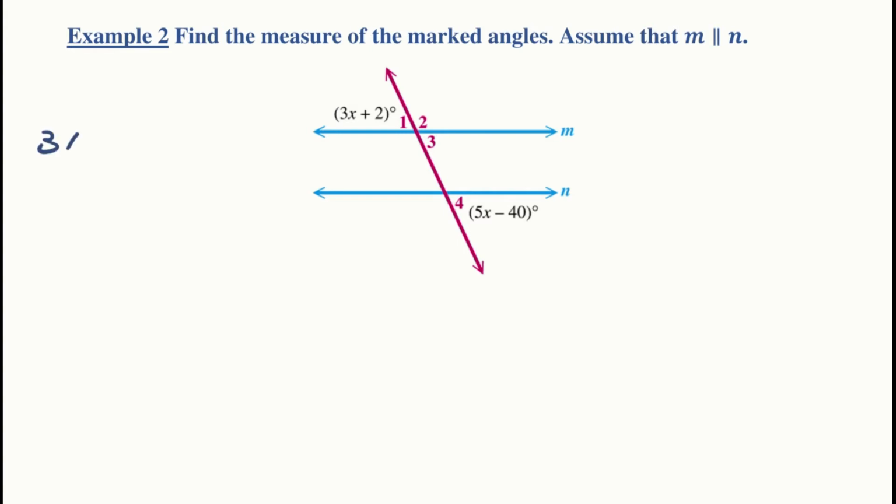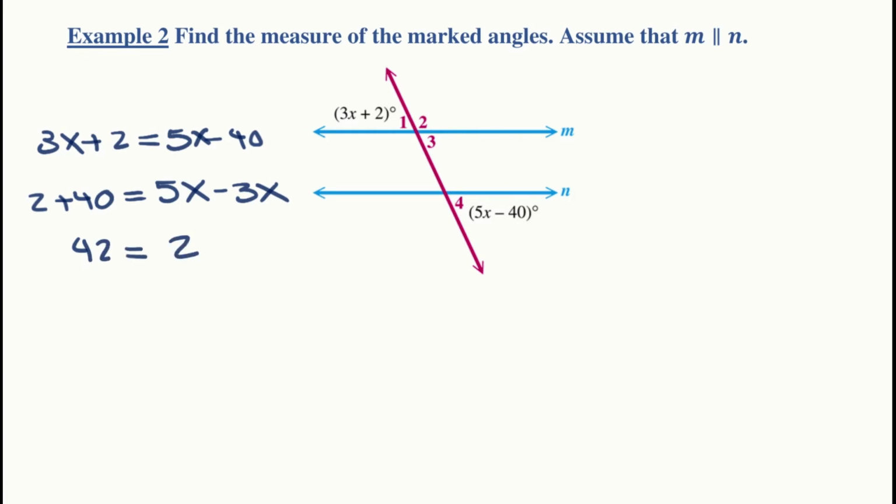We have 3x plus 2 equals 5x minus 40. So moving the x's to the right side, we get 5x minus 3x. And moving the constants to the left side, we get 2 plus 40. So we get 42 equals 2x. So x equals 21.